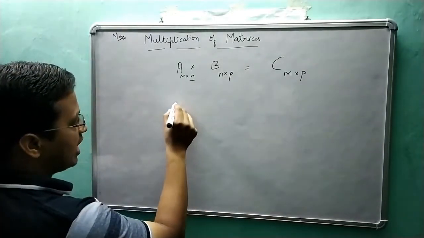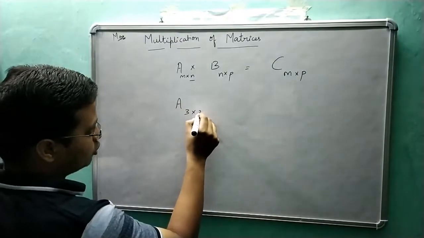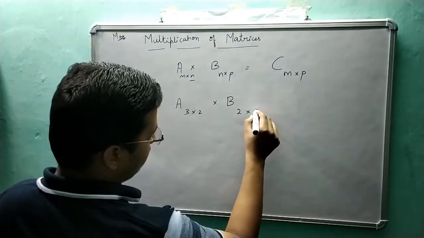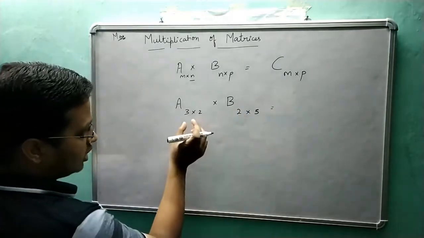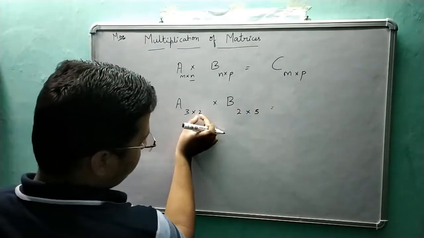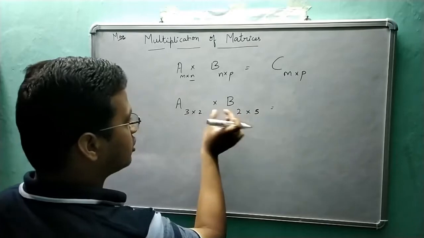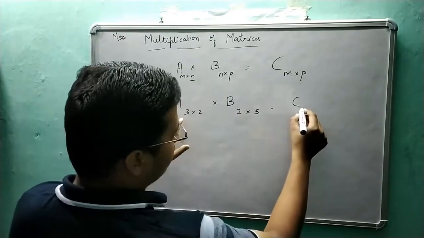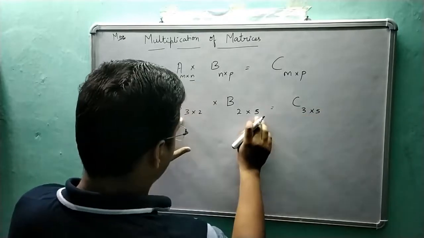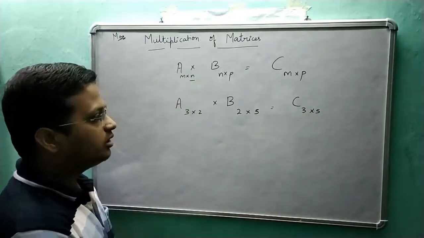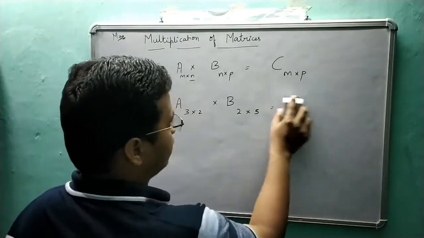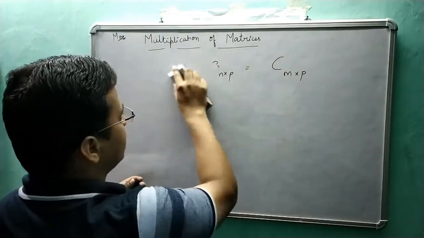So suppose we have a matrix 3 cross 2 and we are multiplying it with a matrix 2 cross 5. First you have to check that the number of columns of A is equal to the number of rows of B. So multiplication is allowed and the result will be a matrix of order 3 cross 5. Alright, if you keep this in mind, we can proceed further. How to do the matrix multiplication?